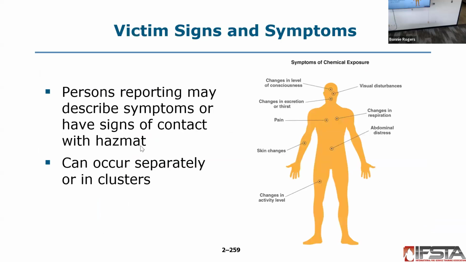These are some of the signs and symptoms we might see in people. Changes in level of consciousness. They might be salivating copious amounts, or be really thirsty, have problems with their vision, changes in respiration, either breathing too slow or too fast, pain, GI distress, changes in their skin, might be sluggish. Look at their pupils: are they bigger than normal, or are they constricted?